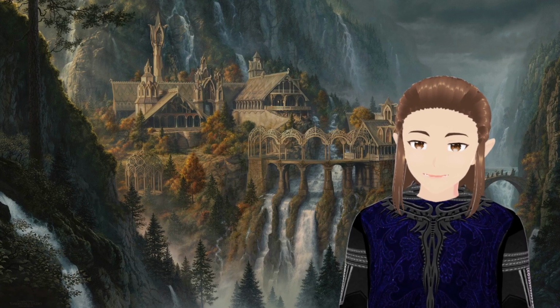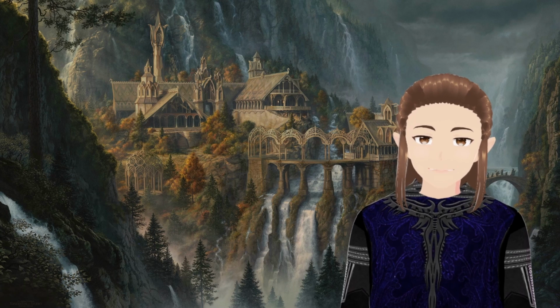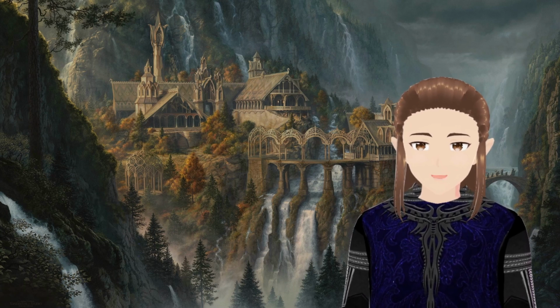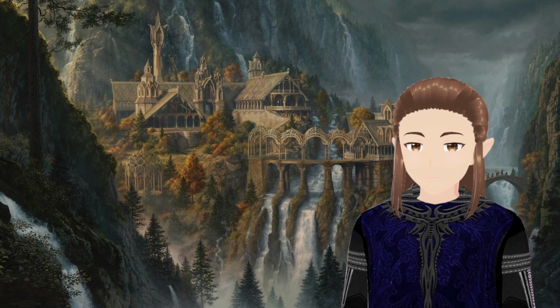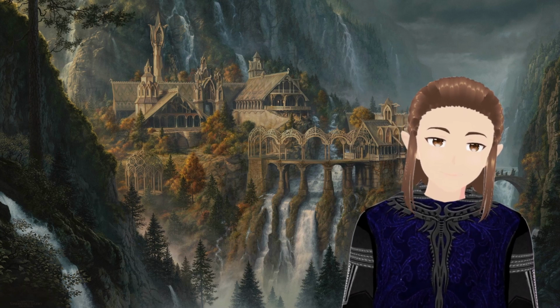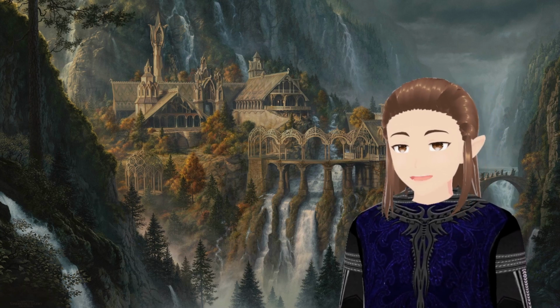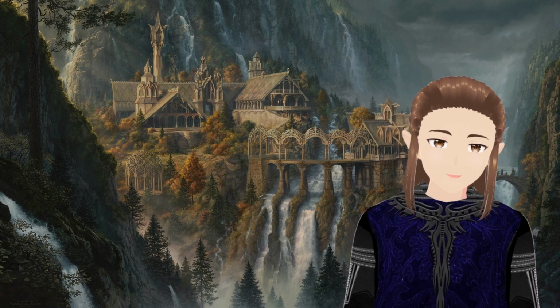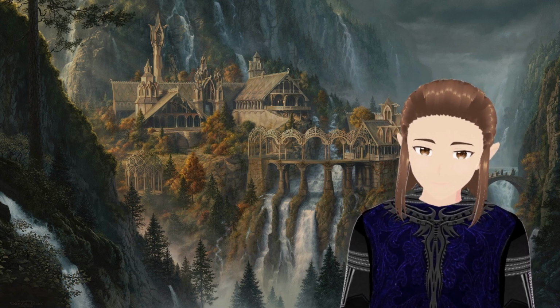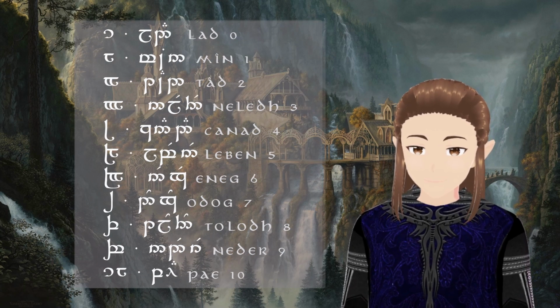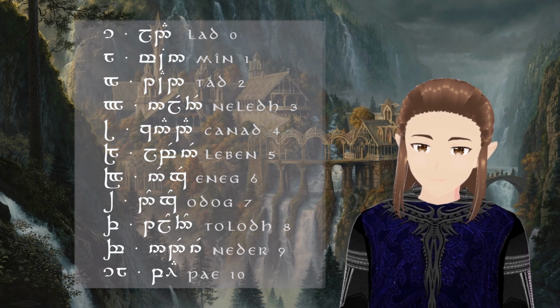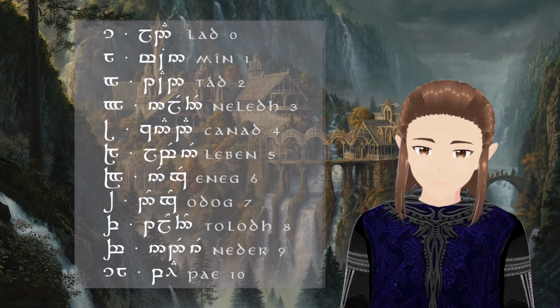In today's lesson, we will discuss the Sindarin numbering system and numerals. We elves have two ways of thinking about numbers, the most basic of which is through tens, similar to the system of men. Let's take a look at the basic numbers 0 through 10, as used in the decimal system. The corresponding Tengwar numerals are also provided. Lat, Min, Tat, Neled, Kanat, Leben, Enek, Odok, Tolod, Nider, Pai.